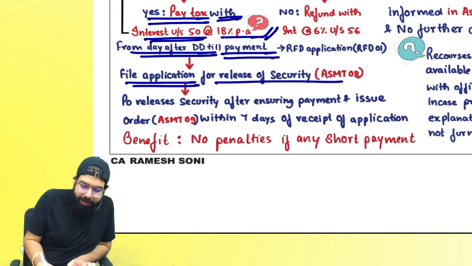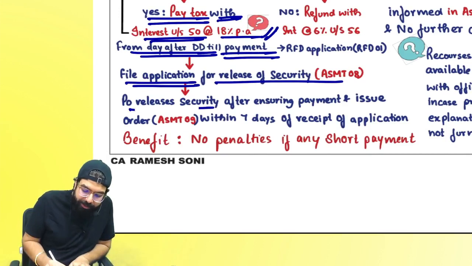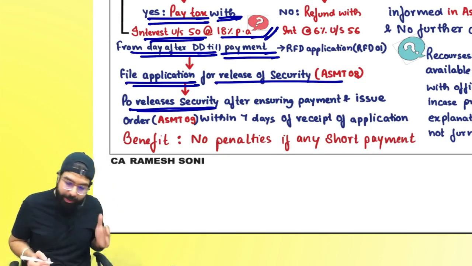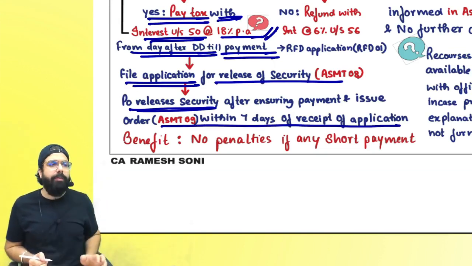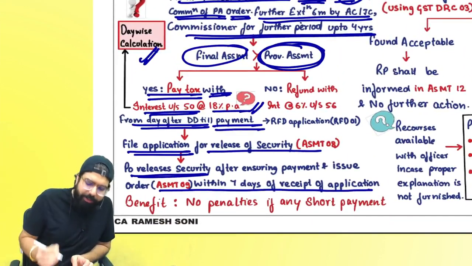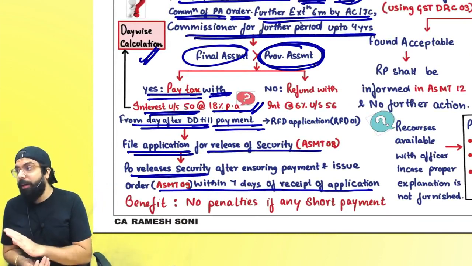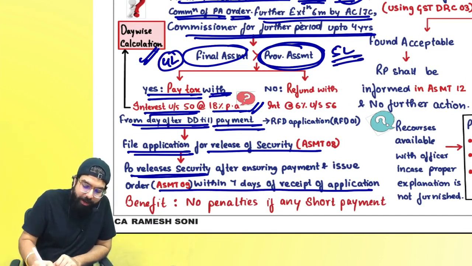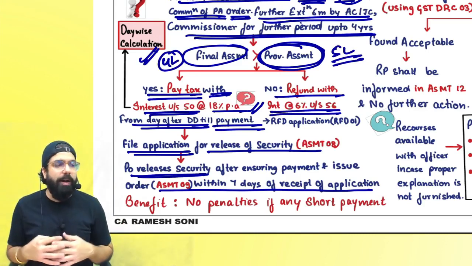You can now file the application for release of security, which is basically ASMT 08. The proper officer will release the security after he ensures that you have made the payment, and he will issue an ASMT 09 within how many days? 7 days of the application, saying I am releasing your security. Always remember one thing, if the provisional assessment amount is more than the final assessment, say the final assessed amount is 4 lakh and provisionally you paid 5 lakh, then they will give you a refund along with interest at the rate of 6% under section number 56.